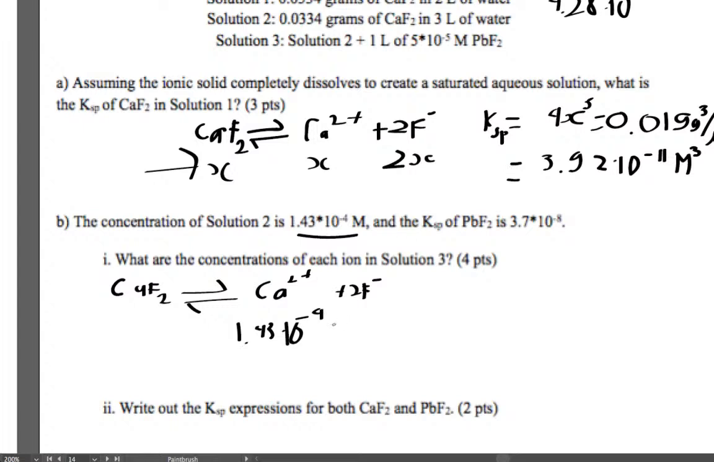And so, wait, am I doing this correctly? When you have x there, you can actually just multiply that thing. So yeah, it's correct. And then you have 2.86 times 10 to the power negative 4 moles of that.